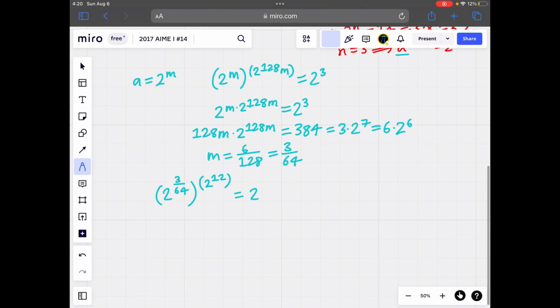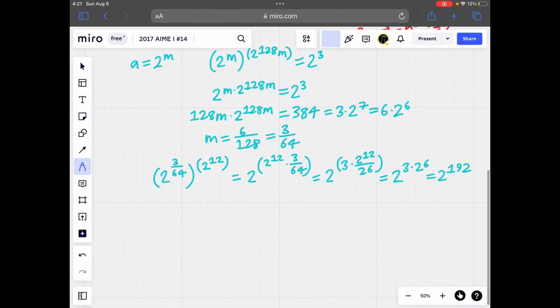And that's equal to 2 to the power of 2 to the 12th times 3 over 64. And that's equal to 2 to the power of 3 times 2 to the 12th over 2 to the 6th, which is equal to 2 to the power of 3 times 2 to the 6th, and that's equal to 2 to the 192. So we need to find the remainder when 2 to the 192 is divided by 1,000.